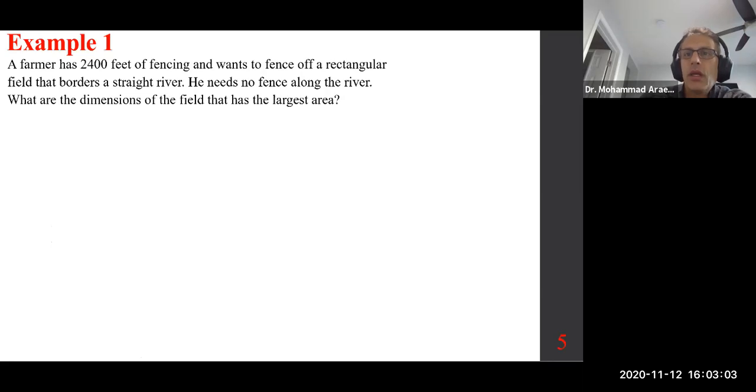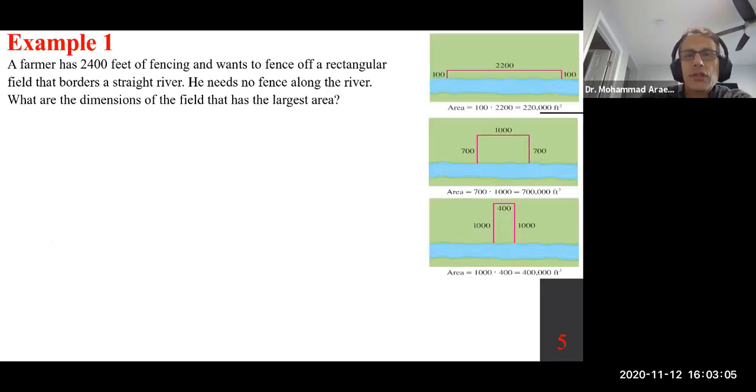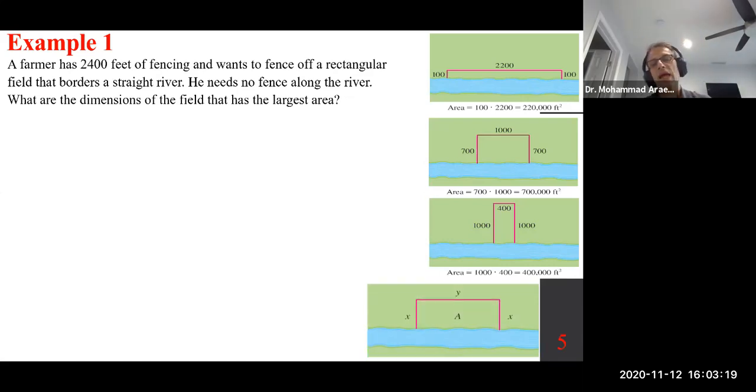If you look at these figures, we just picked some numbers for the length and width, did the math, and see what happens. But this is not necessarily giving us the best choice. The best choice is to do math as follows. The length and the width, one of them is x, one of them is y.